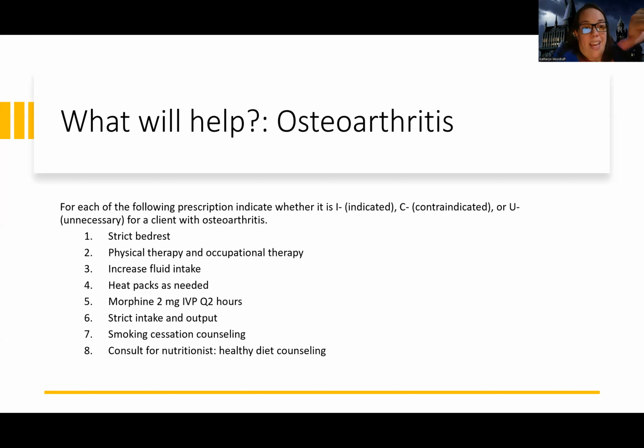Smoking cessation counseling. Absolutely. That is indicated because it can help to improve their pain and improve their disease process. Consult to a nutritionist for healthy diet counseling. This is indicated. So a healthy diet can lead to weight loss if that's indicated. That can definitely help with that. Or if they have other comorbid conditions like osteoporosis, they can learn the right foods to eat in order to prevent complications and falls and stuff.